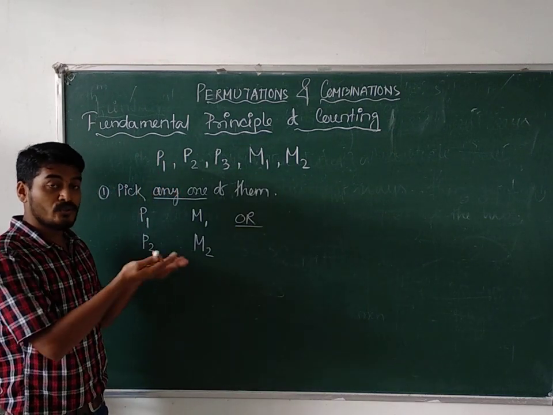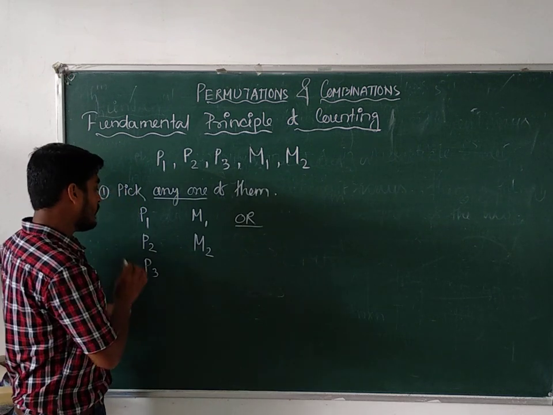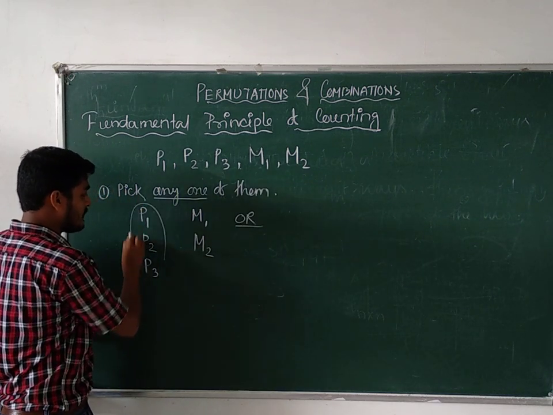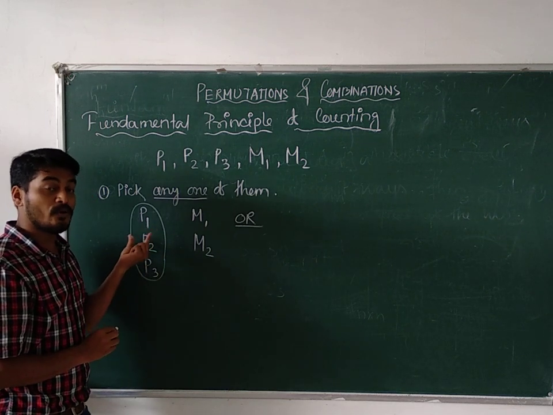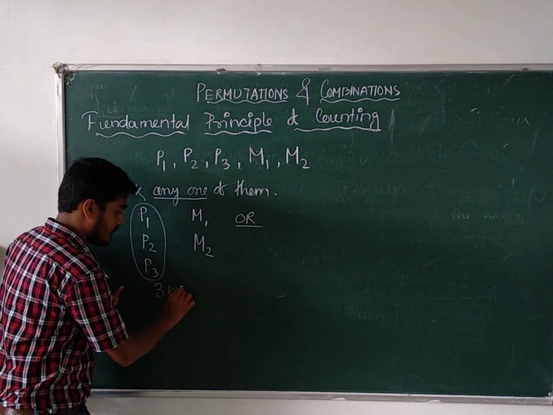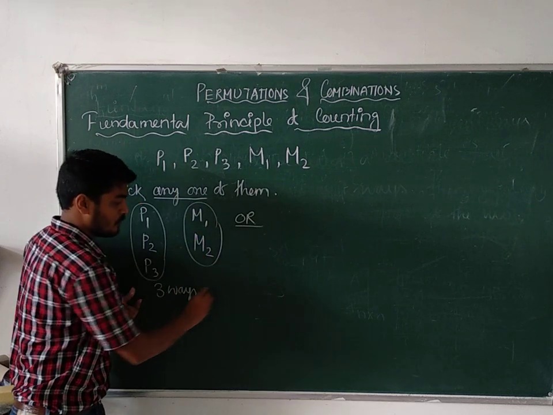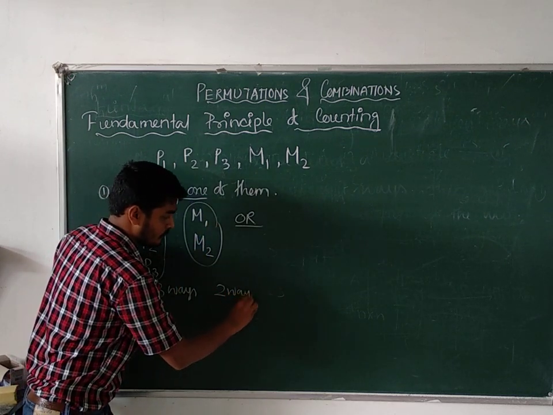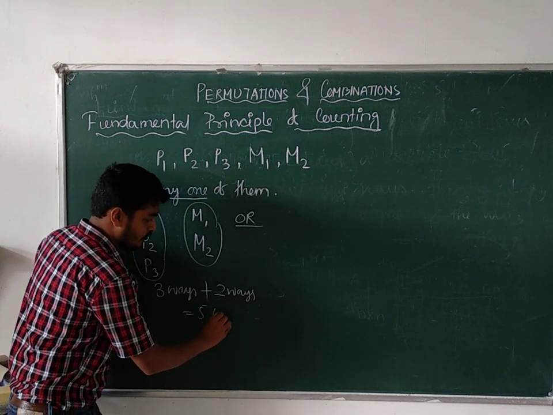So whenever the question totally depends upon the word "or", then we can easily do it. How many different ways can you select a pen? Three different ways. Either you can select pen 1, or pen 2, or pen 3. So 3 ways. Am I correct? How many different ways can you select a marker? 2 ways. So what is the total number of ways? 3 plus 2 is equal to 5 ways.